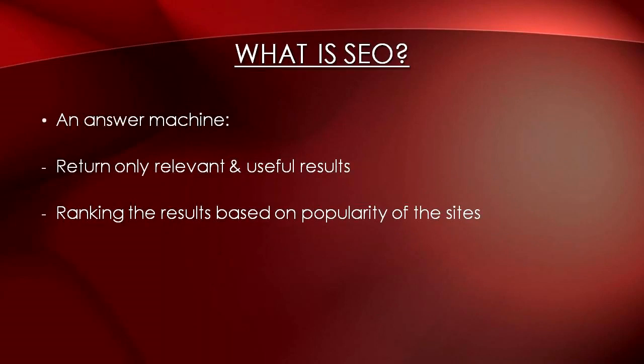So how does SEO work? Search engines are answer machines. When a person searches on the internet, the search engine goes through billions of documents in its database and performs 2 things. Firstly, it returns results that are only relevant or useful as to what the person searched for in the first place. Secondly, it ranks those results according to the popularity of the websites providing the information. This means that SEO will determine the relevance and popularity of your website.